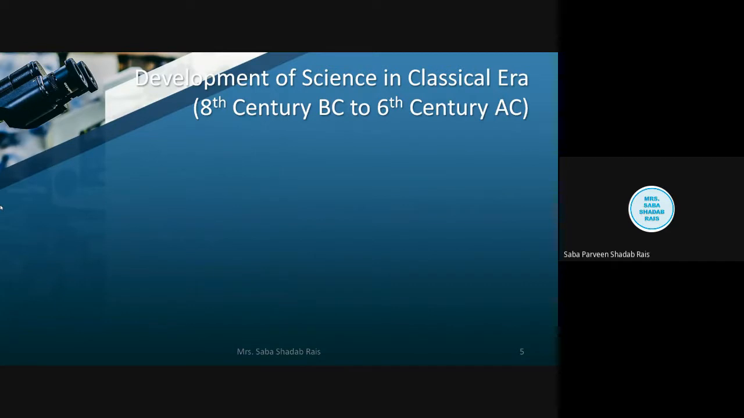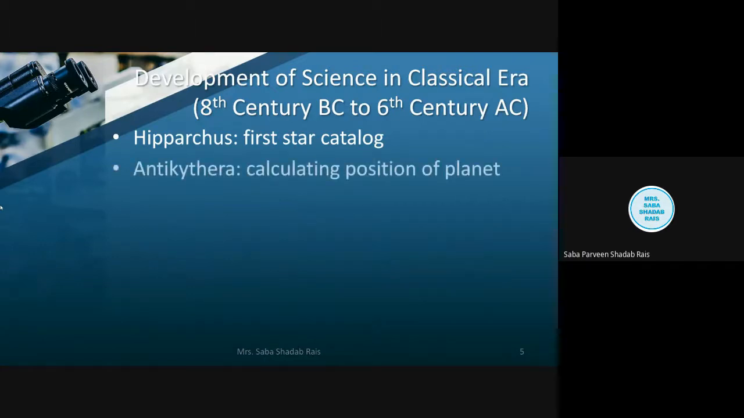The first was Hipparchus. He produced the first systematic star catalogue. Then next was Antikythera. The level of achievement in Hellenistic astronomy and engineering is impressively shown by him. The mechanism was an analog computer for calculating the positions of planets, and the idea that all these planets have some position in the sky was given by him.